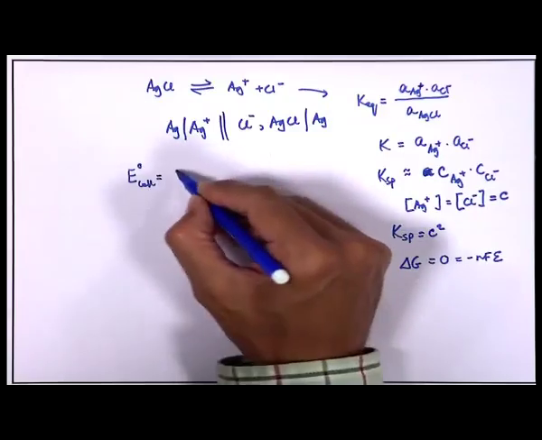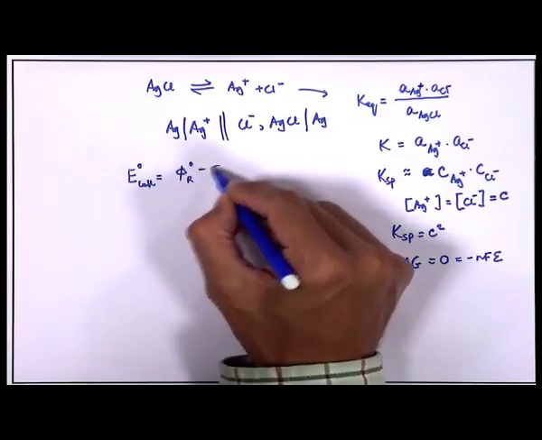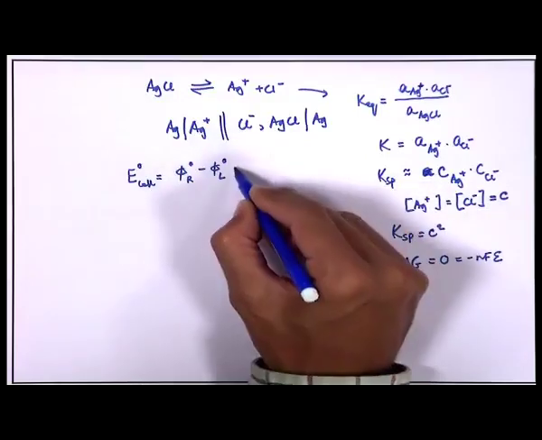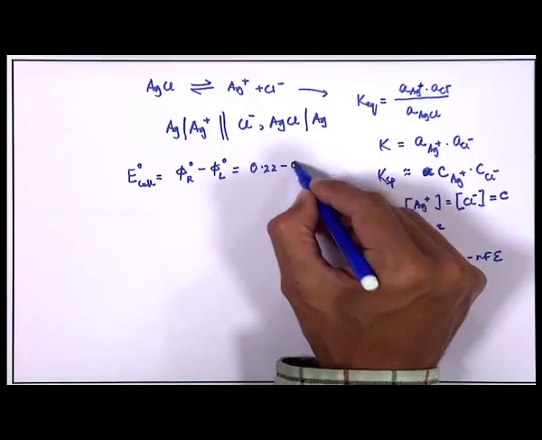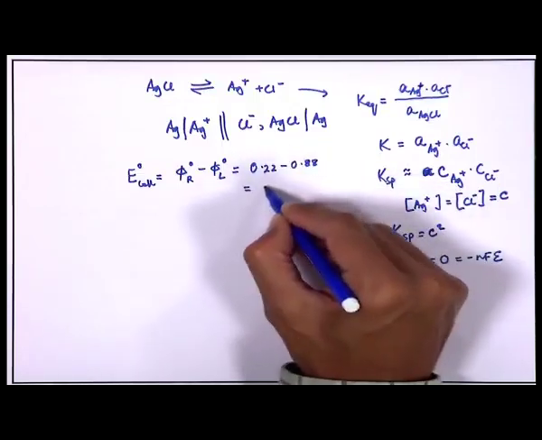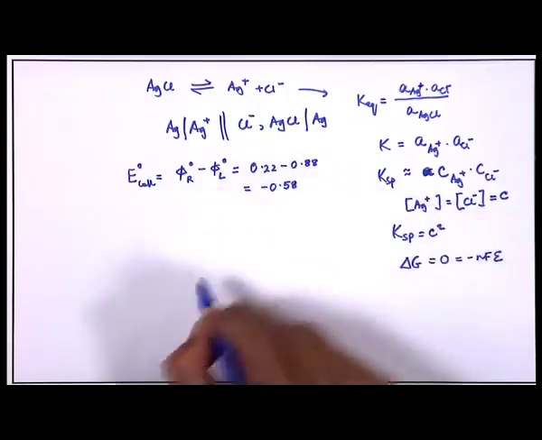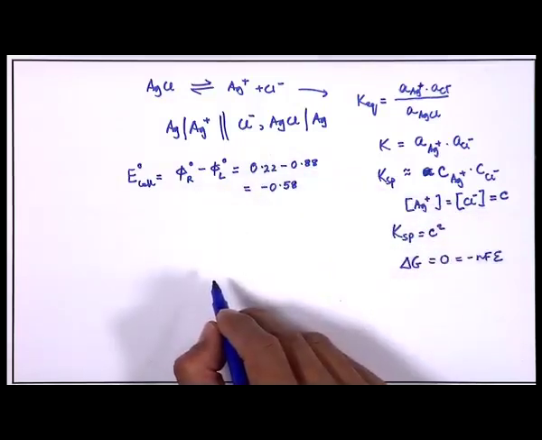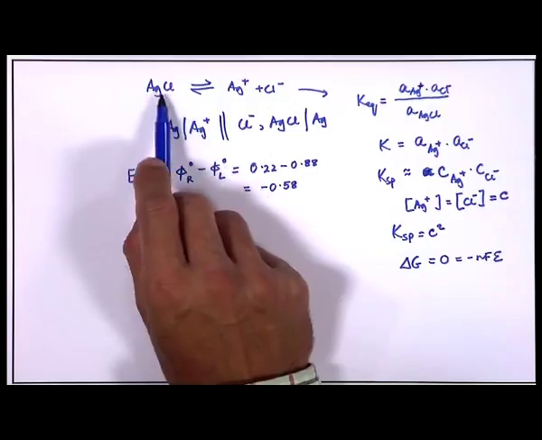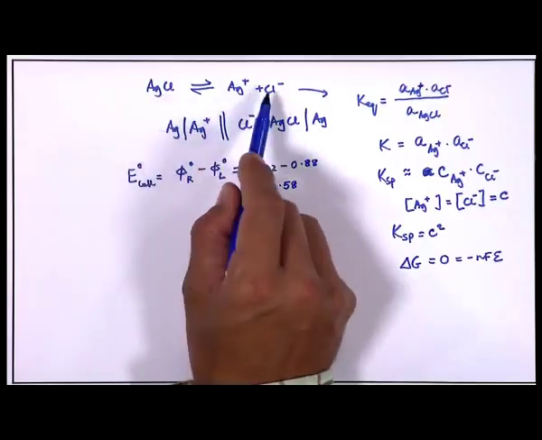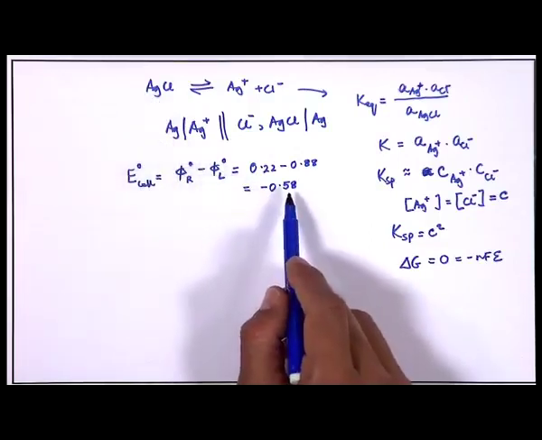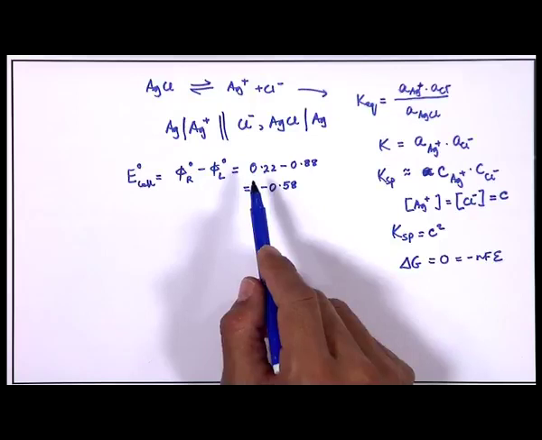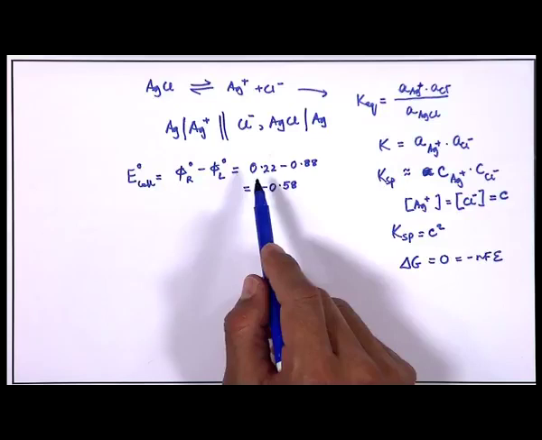So, E0 cell will be equal to phi right 0 minus phi left 0, and phi right 0 is 0.22, phi left 0 is minus 0.88, that gets you minus 0.58 volt. Okay. So, the way it is represented is not a spontaneous process, rather this will be the spontaneous direction. Ag+ and Cl- will combine with each other to form solid AgCl, and it will precipitate out of the solution.